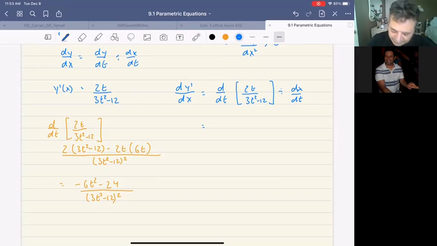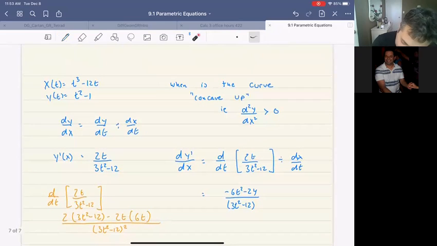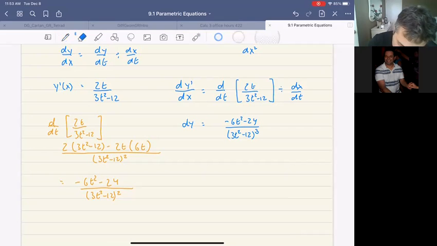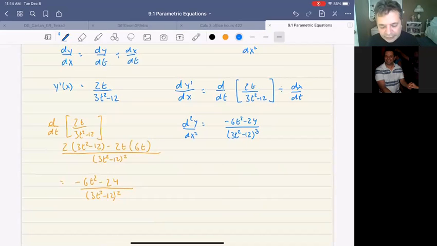So this is going to be negative 6t squared minus 24 divided by 3t squared minus 12. Now, since that's squared here, and I have another one from dx/dt, 3t squared minus 12, that's just going to be cubed. So that's going to be d2y/dx squared.